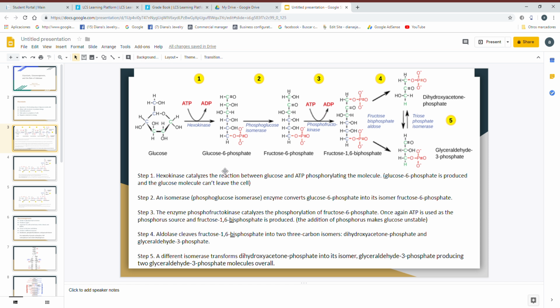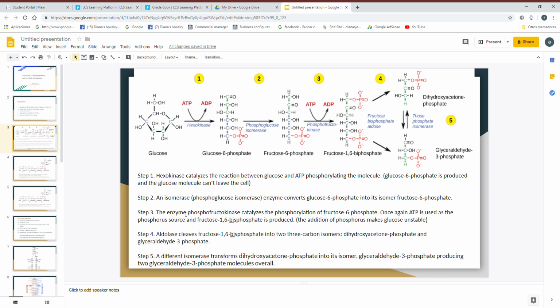So the very first step, if you look here, hexokinase catalyzes the reaction between glucose and ATP, phosphorylating the molecule. And phosphorylating just means adding a phosphate group or a phosphorus. So from that, instead of having glucose, you end up with glucose 6-phosphate. And after that, the glucose molecule can't leave the cell. Once glucose is phosphorylated, it's stuck inside the cell because it can't leave through the membrane channels that it can come and go through.